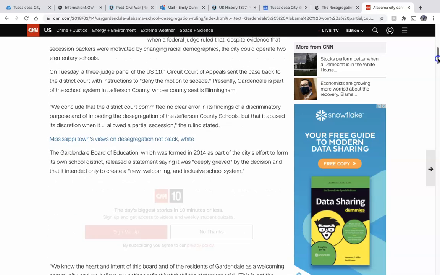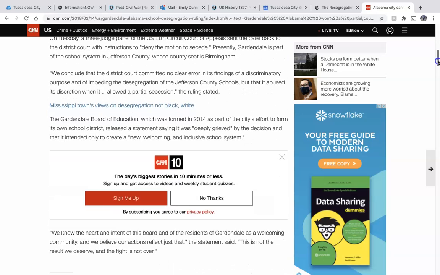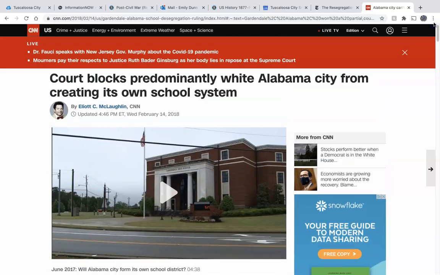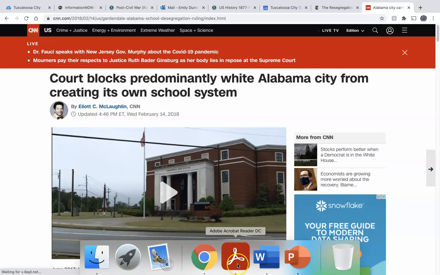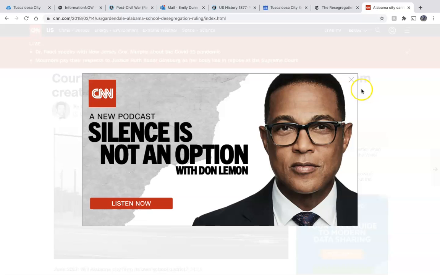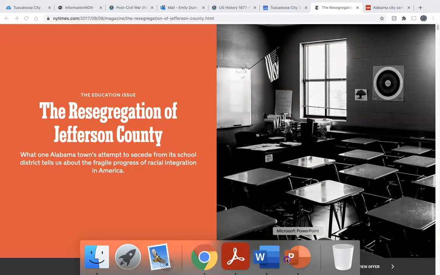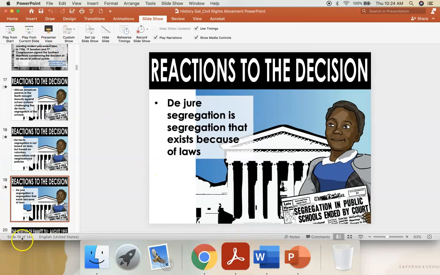Again, they found that Gardendale was actually trying to be discriminatory in segregating and leaving the Jefferson County school system, and that is illegal. This specific case is an example of de jure segregation, and you will see this a lot with school systems. This is something you need to know about. I'll link these two articles if you want to read them, but that's an example of de jure segregation. Now we've got to keep going because this is a long slideshow.